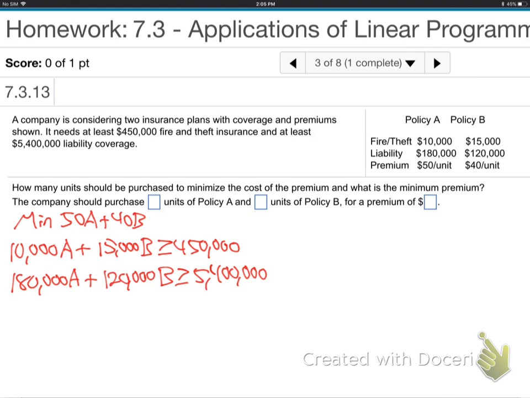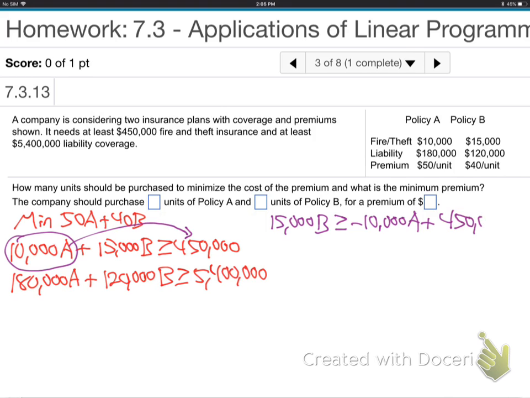So get B alone in both of these. How do you get B alone? Just grab the whole A thing and jump it over. So this will become 15,000 B greater than or equal to negative 10,000 A plus 450,000, and then just divide through by 15,000, because you've got to get B alone, right?